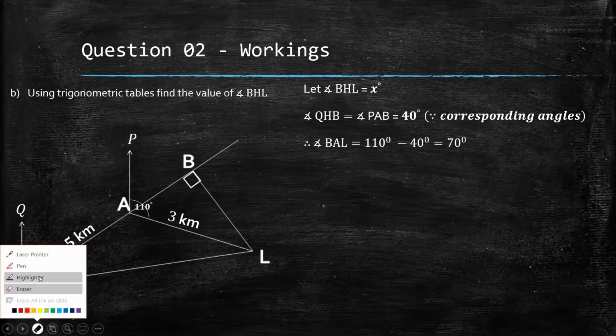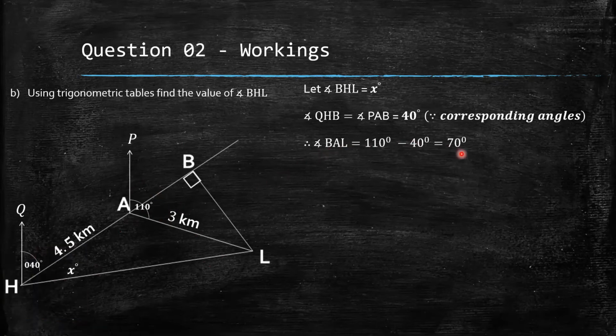Once you know that BAL is 70 degrees, now triangle BAL is also a right angle triangle. It is a small right angle triangle where the hypotenuse is AL and you know the value of the hypotenuse. Since you know the hypotenuse, you can find the length of AB and the length of BL using trigonometric expressions. The angle is 70. Once you apply sine, cos, tan, you can find AB and BL if you know the hypotenuse.